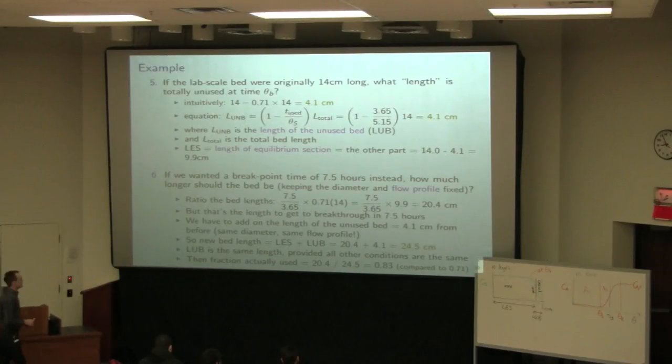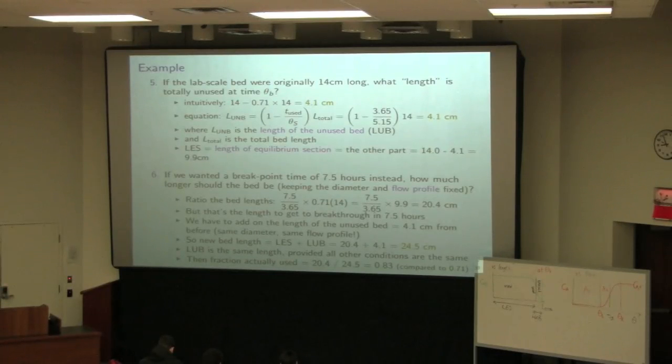So what you can say here is, here's my desired breakthrough, 7.5 hours, divided by the original breakthrough, 3.65 hours. Multiply that ratio of desired versus original breakthrough times by the length of bed that was used, which is 71% of the original 14 centimeters, or 9.9 centimeters. That says you need a bed of 20.4 centimeters.